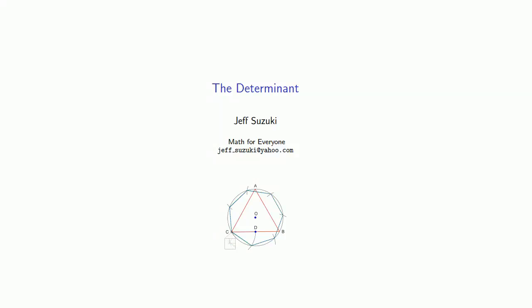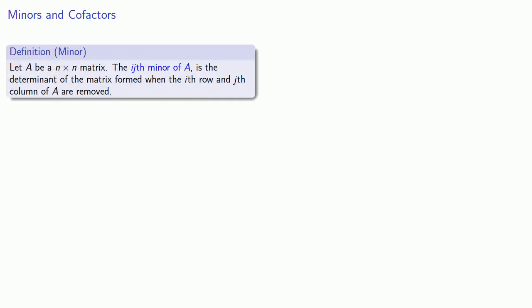An important property of a matrix is its determinant. To find the determinant, we'll have to introduce a couple of terms. First, we'll introduce the term minor. Let A be an n by n matrix.